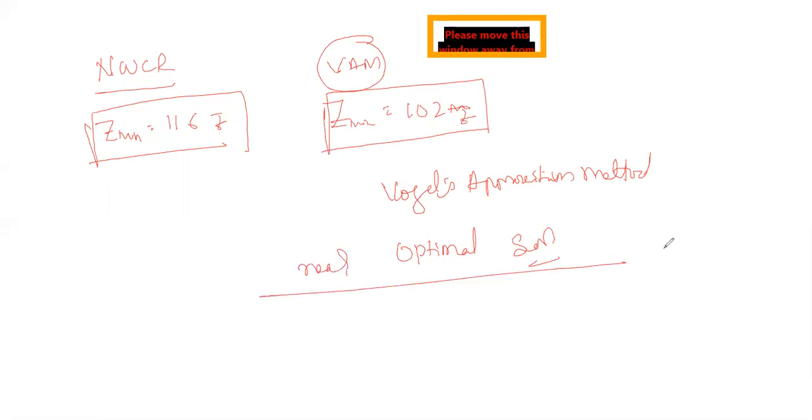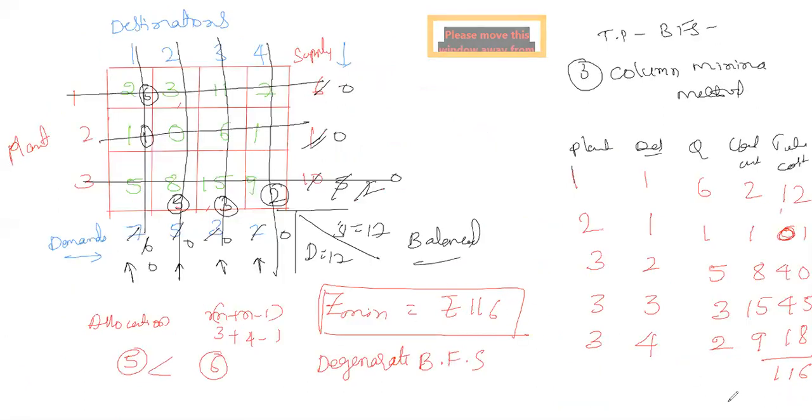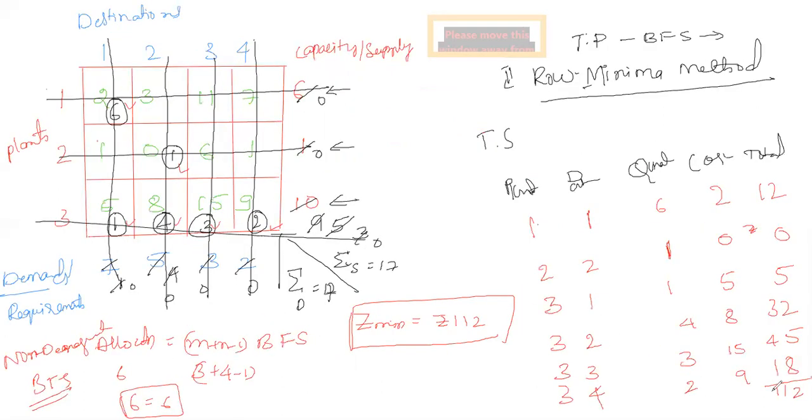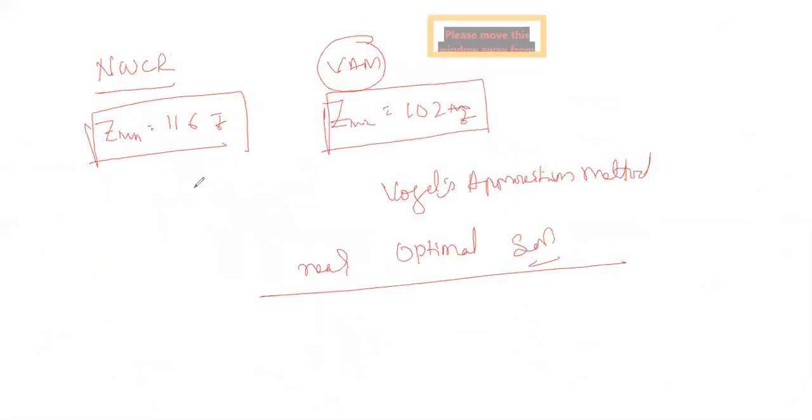So always we need to minimize the transportation cost. See here, this is not the minimum optimal cost compared to this. This is the maximum, this is 112, and the matrix minimum is less than both. But when we compare all five, the VAM method will give you the minimum value, that is 102. Still, whether it is optimal or not, we need to check.